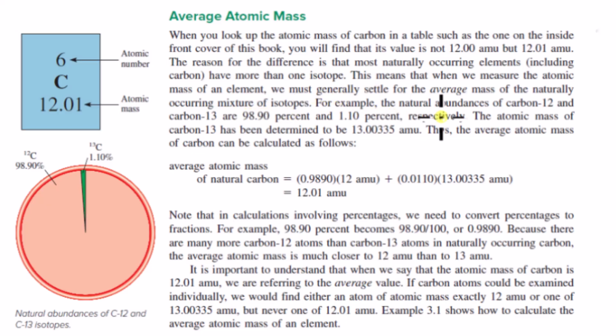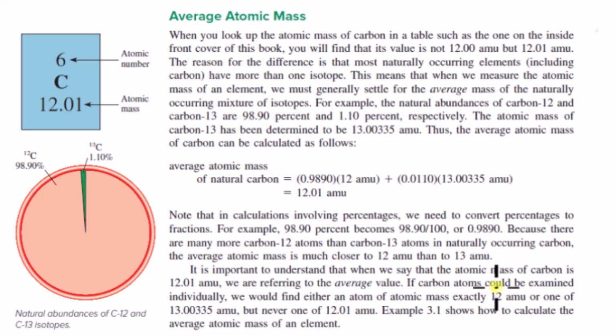For example, the natural abundances of carbon-12 and carbon-13 are 98.9% and 1.1% respectively. The atomic mass of carbon-13 has been determined to be 13.00335 AMU. Thus, the average atomic mass of carbon can be calculated as follows with a weighted average. Okay, it is important to understand that when we say that the atomic mass of carbon is 12.01 AMU, we are referring to the average value.